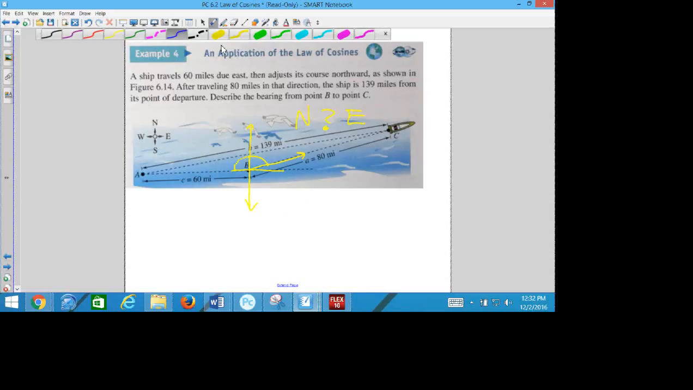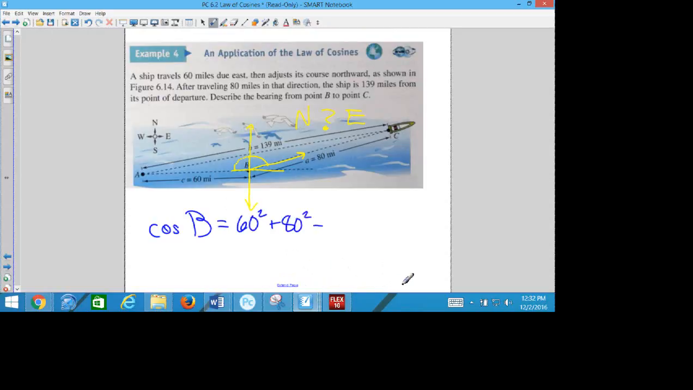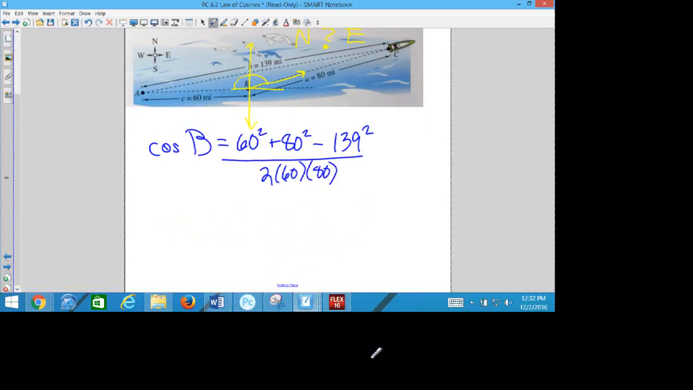You use the alternative form. It's going to start with cosine B equals, and then we will be adding the squares of the other two sides that are not B, the two that are next to B, 60 and 80 squared. And we subtract off what B is squared. And this is just from the formula, dividing by 2 times the two sides that are not B. And then to type that in our calculator, inverse cosine.